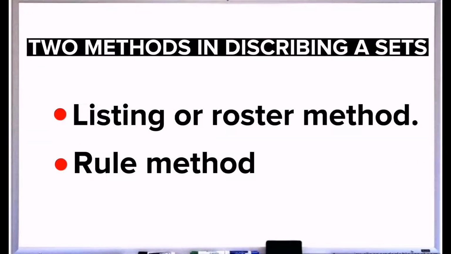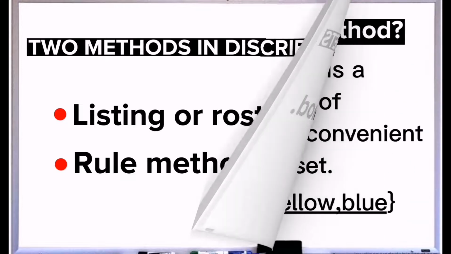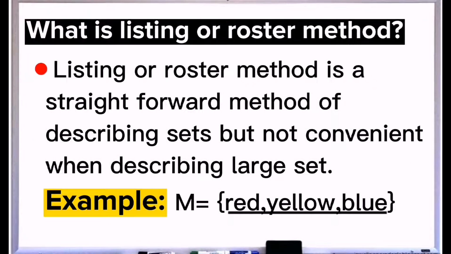In writing a set, there are two methods of describing a set. These are the listing or roster method and the rule method. The listing or roster method is a straightforward method of describing sets but is not convenient when describing large sets. Let us write the set of primary colors in the listing method. We let set M be the set of primary colors. So we get set M is equal to red, yellow, and blue.